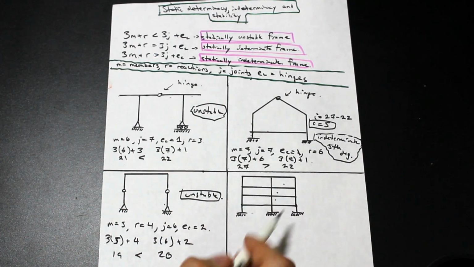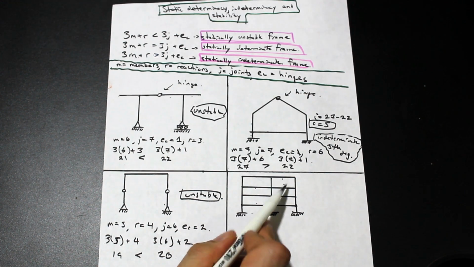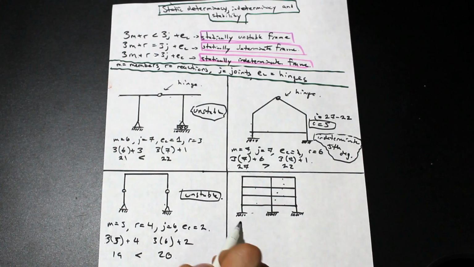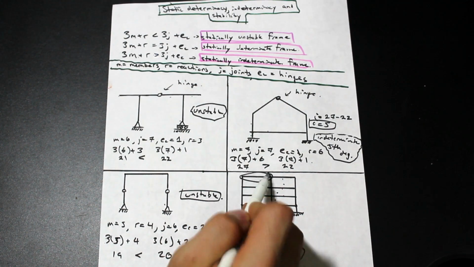So let's go ahead and take a look at that. That's a little trick that we can use. So we have 1, 2, 3, 4, 5, 6, 7, 8. So I is equal to 3 times 8. So it's indeterminate to the 24th degree. There you go. That's a little trick for you there, okay? So if you ever see a frame structure like this that's completely rigid with fixed supports and there are no hinges, you can just simply multiply 3 times the number of girders here. So that's a girder there.